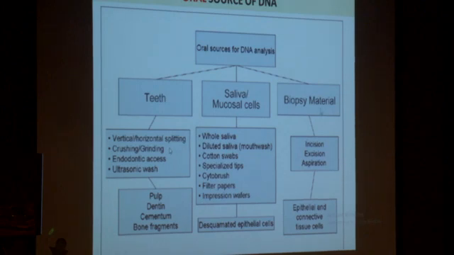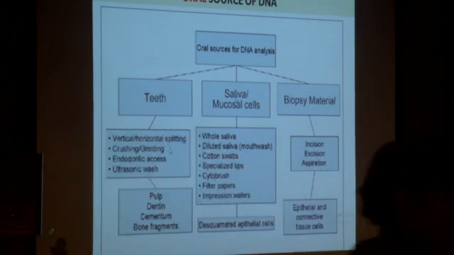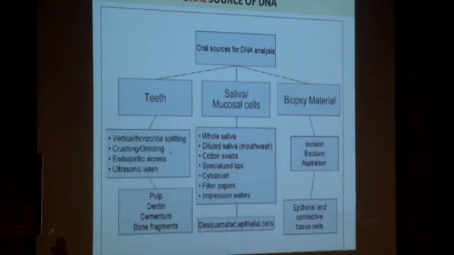From biopsy, how do you retrieve the material? By incisional biopsy, excisional biopsy, or an aspiration biopsy. Now, from teeth, what type of cells are you getting? The most important one is the pulp, where you get all types of cells. From the saliva, what do you get? You get the desquamated epithelial cells, and from the biopsy material, you get the epithelial and the connective tissue cells.